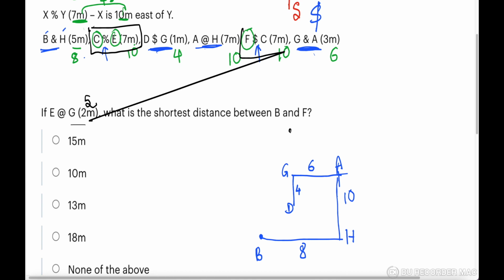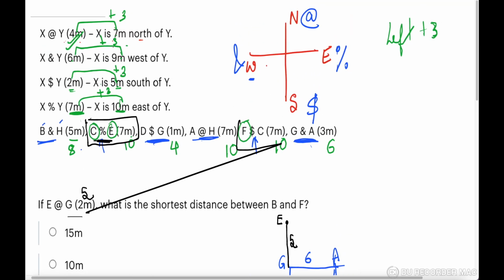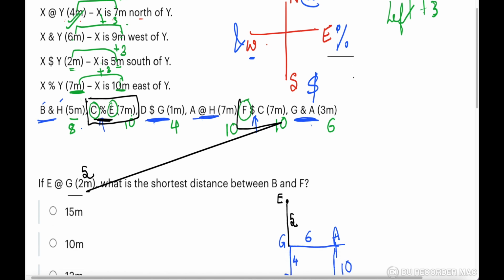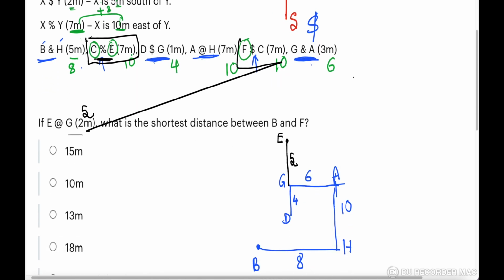So let's take E over here. It is 5 meter. Okay, what is the shortest distance between B and F? Now you can find it out. How? Because here you have a relationship between C and E. C percentage E 10. What is the meaning of percentage? Percentage means east. So C is to the east of E and that to 10 meter.